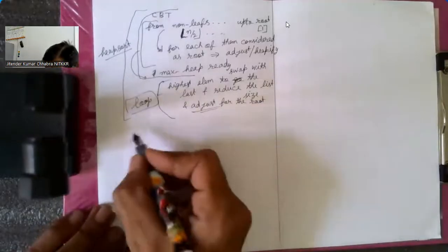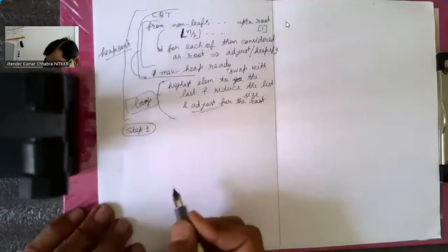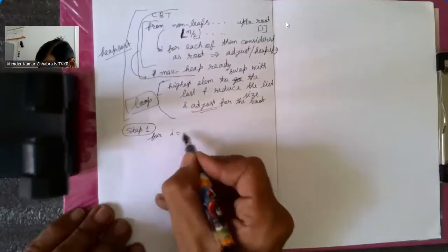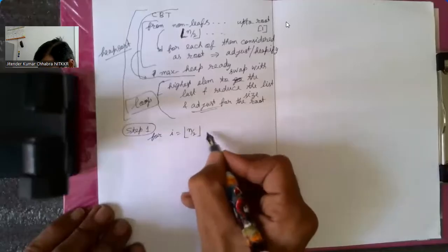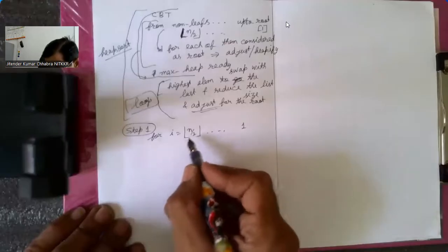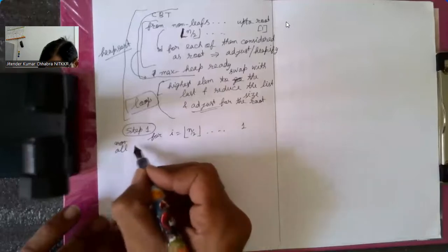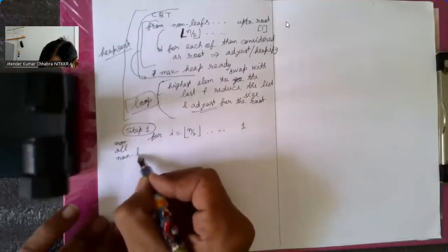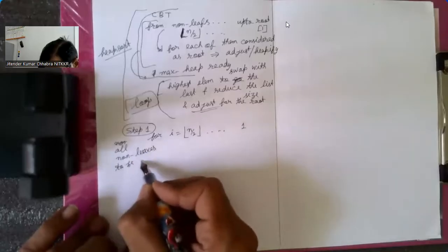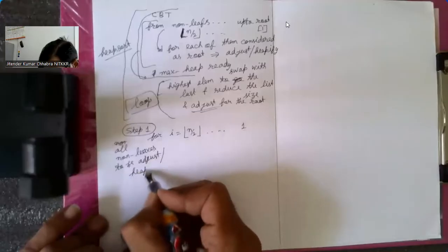So effectively, I have step one, where for I equal to n by 2 backwards up to 1, I have to adjust. Many nodes are non-leaves to be adjusted. All non-leaves are to be adjusted or heapified. That is the first step.